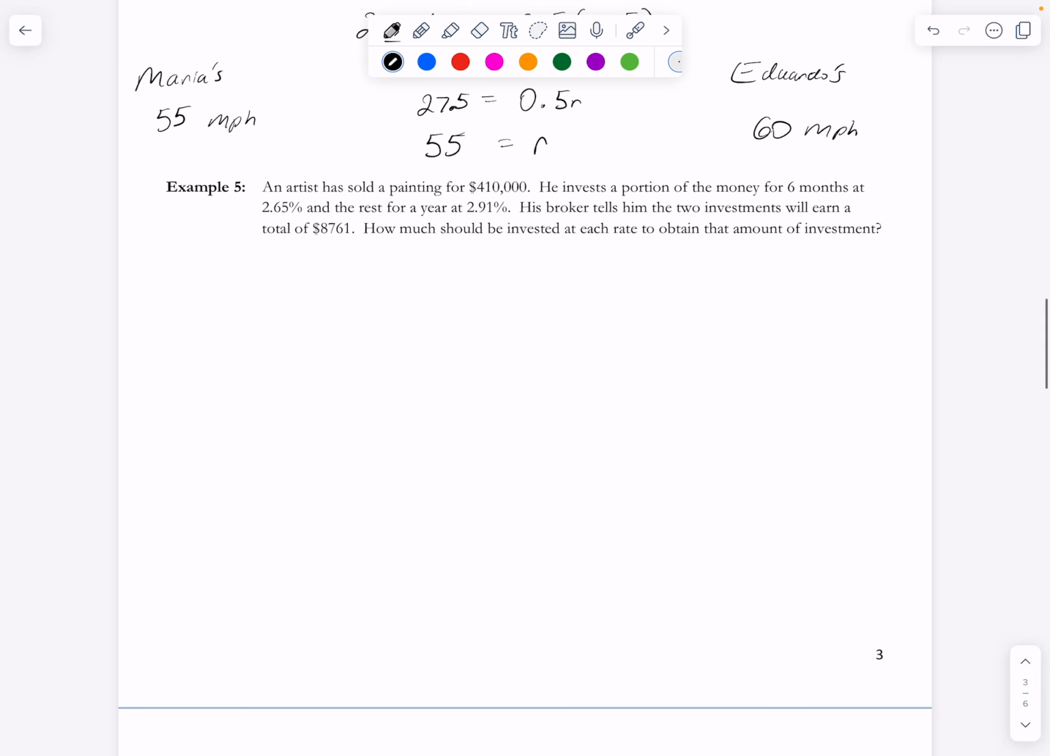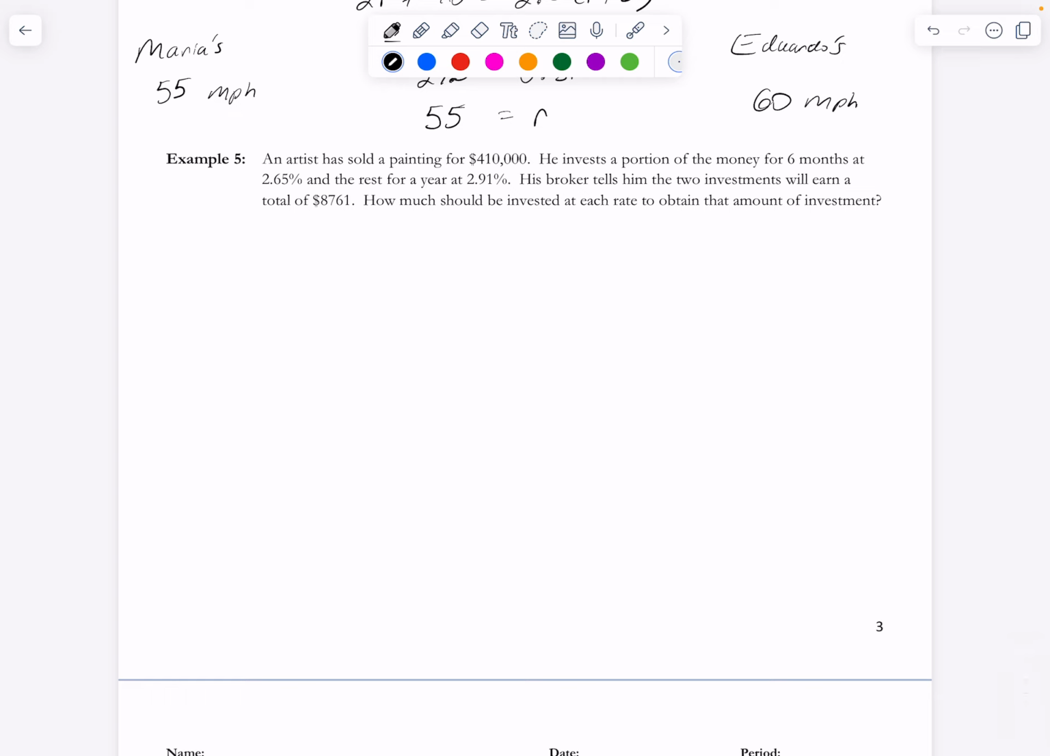We have an artist who has sold a painting for $410,000. Whew, that's a lot of money. He invests a portion of the money for 6 months at 2.65% and the rest for a year at 2.91%. His broker tells him the two investments will earn a total of $8,761. How much should be invested at each rate to obtain that amount of investment?